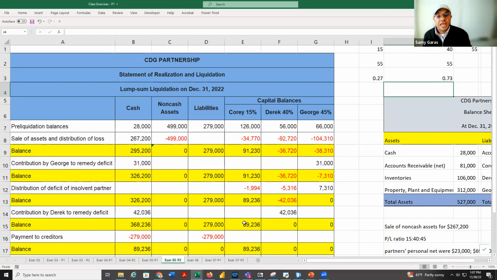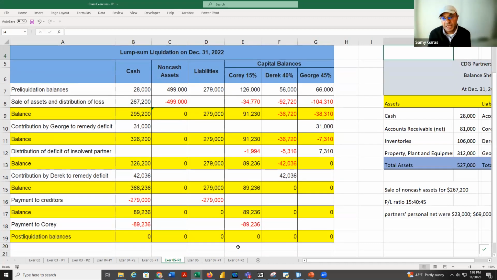So we end with the capital for Corey, 89,236. And then we pay the liabilities, and the balance will go to Corey. And this will be the end of the exam. So please remember all these issues in liquidation, how we distribute the gain or loss, how we make the safe payment, how we complete the report of realization and liquidation.